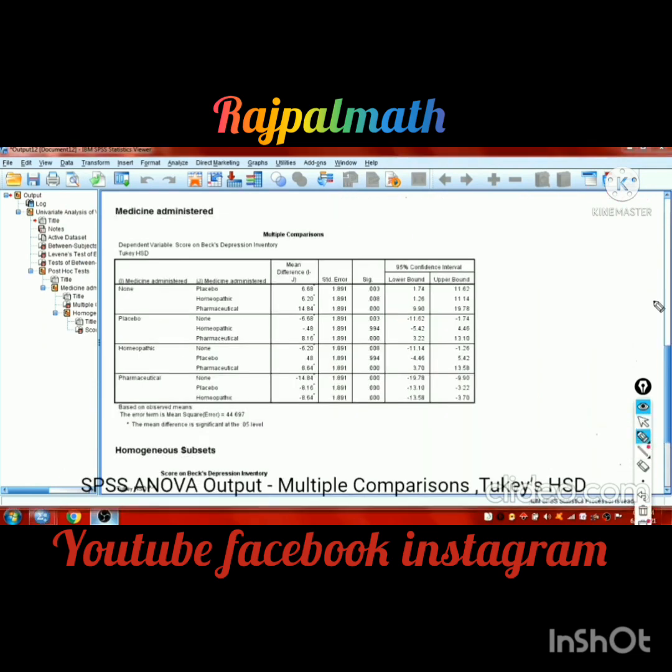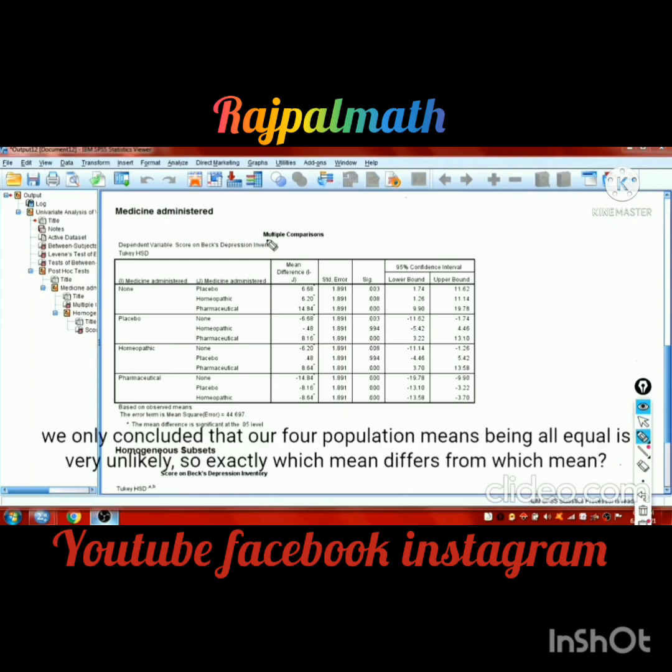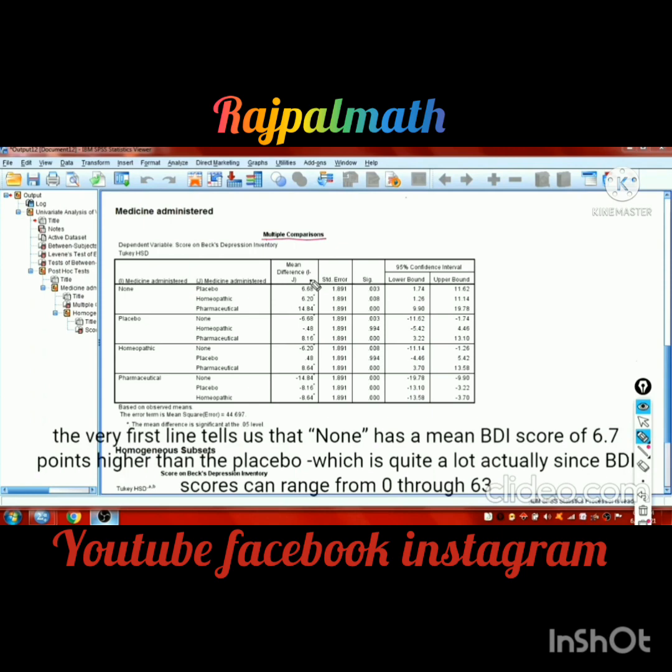Now the SPSS ANOVA output, multiple comparisons, Tukey test. We only conclude that our 4 population means being equal is very unlikely. So exactly which mean differs from which mean? The very first line tells if the mean difference is significant at the 5% level.